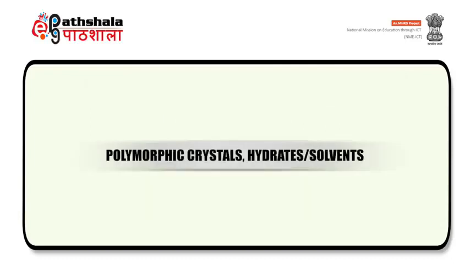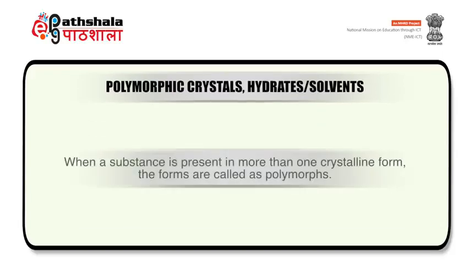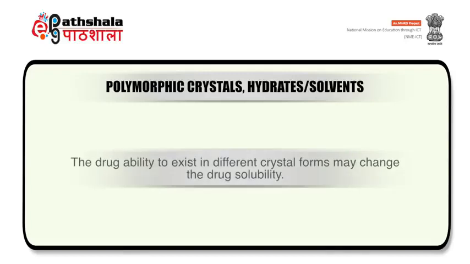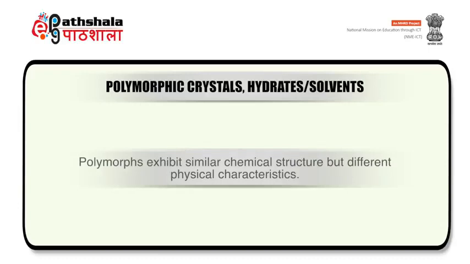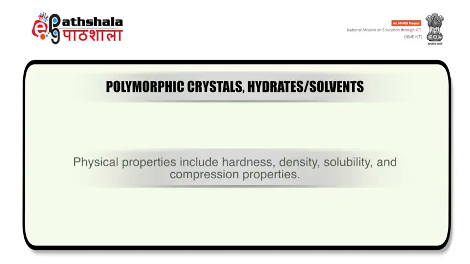The second physicochemical factor affecting the absorption of the drug are the polymorphic crystals, hydrates, or the solvates. When a substance is present in more than one crystalline form, the forms are called polymorphs and the phenomenon is called polymorphism. The drug's ability to exist in different crystal forms may change the drug's solubility. Moreover, the stability of each form is very important, as polymorphs may get converted from one form to another. Polymorphs exhibit similar chemical structure but different physical characteristics. Physical properties include hardness, density, solubility, and compression properties.